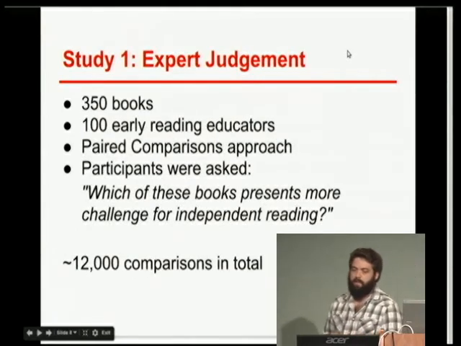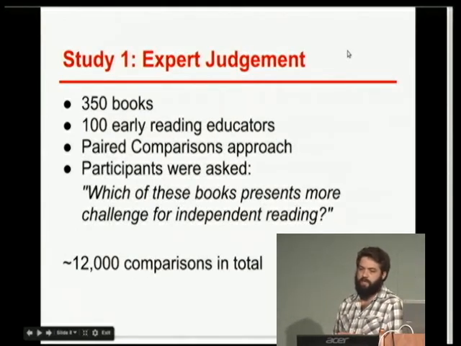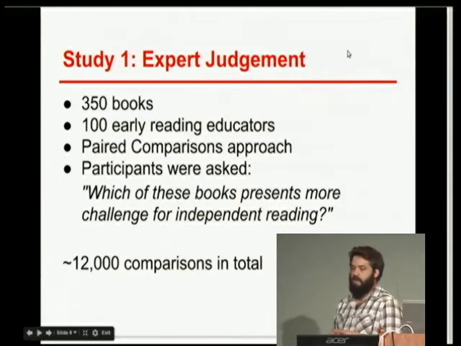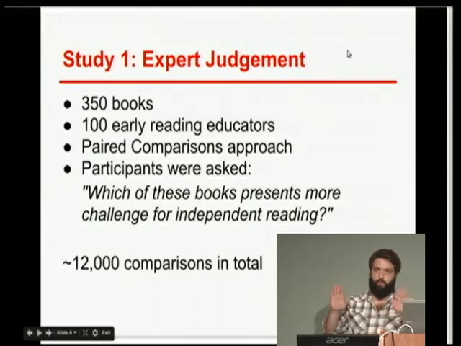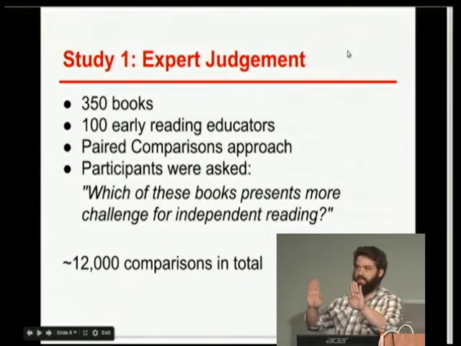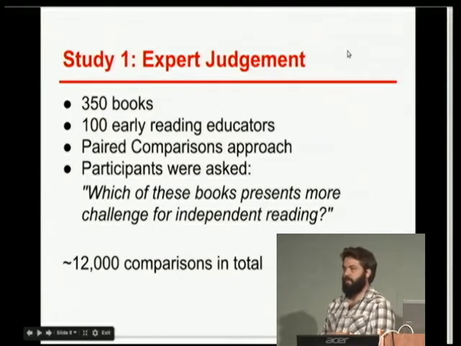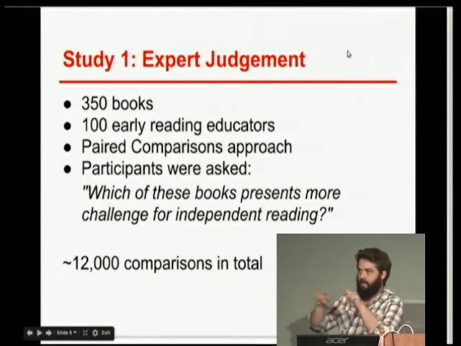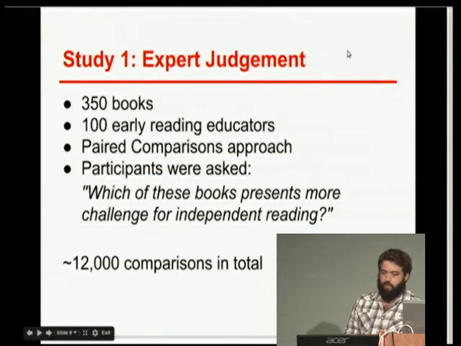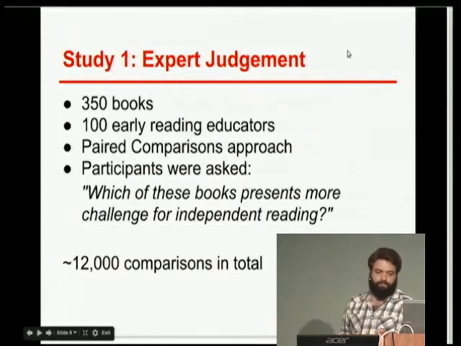So the first study is the expert judgment study. We used all 350 of our books, got 100 early reading educators, and we did this pair comparison approach where they look at 2 books on the screen at the same time, and they're asked this question: which of these books presents more challenge for independent reading? They'd say this one, that one, this one, that one. Did 12,000 comparisons in total. We're able to use the Rasch model to analyze all that data and assign an interval scale score to each book in our study.